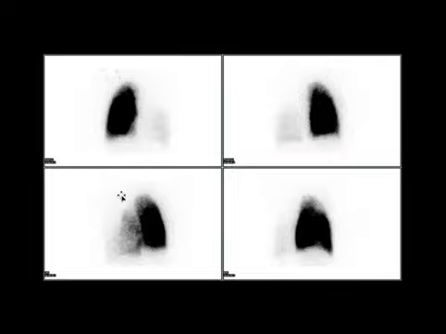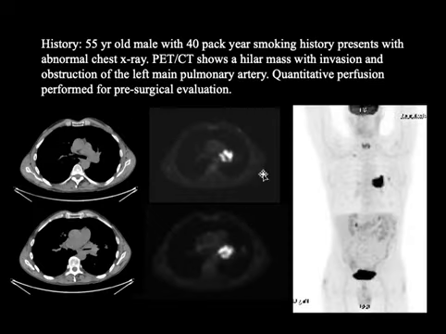And look at the posterior oblique view, how diffusely the perfusion is reduced in the left lung due to this hypermetabolic lymphadenopathy from lung cancer. So those are some of the patterns that you may encounter when you are reading a VQ scan. Thanks for watching.